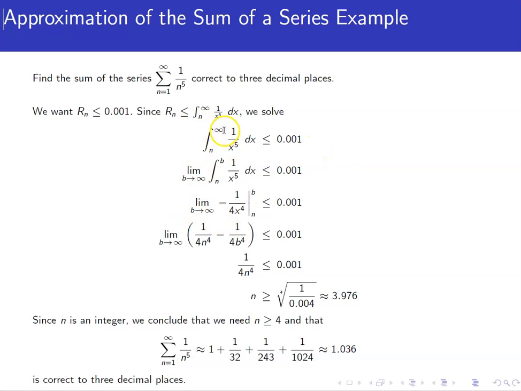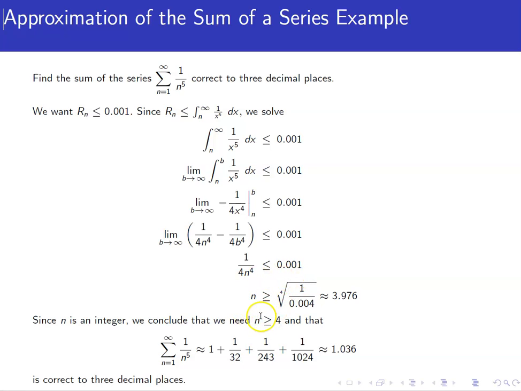Handle our improper limit of integration like we always do, using a limit. Find an antiderivative. Plug in our endpoints. Now in this case, I've switched things around. Usually we think about plugging in b and then subtracting what we get when we plug in n. Of course, we get minus a minus there, which makes that positive, so I just flipped the order around. All right, so now as b goes to infinity, the second term here goes to 0. So the limit turns out to just be 1 over 4 to the n to the fourth. We still want that less than 0.001.